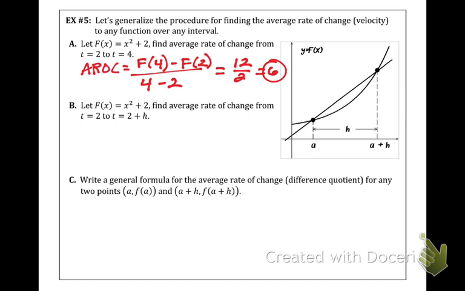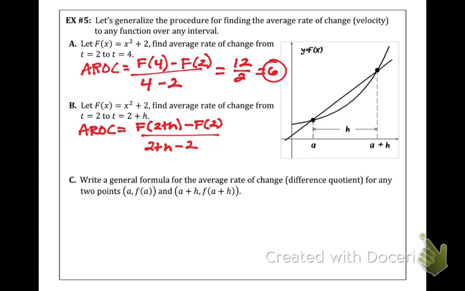Okay, so we are professionals at finding average rate of change between an interval. Here our interval is from 2 to 4. For part B, we want to find the average rate of change. So now we're going to make a generalized formula from 2 to 2 plus h. So average rate of change: f of 2 plus h minus f of 2 all over 2 plus h minus 2.